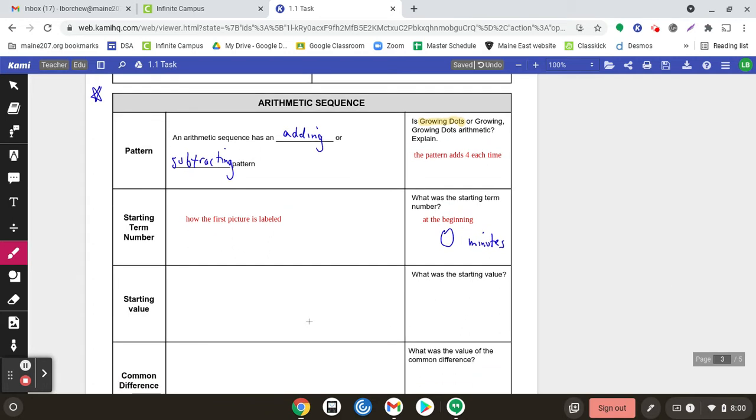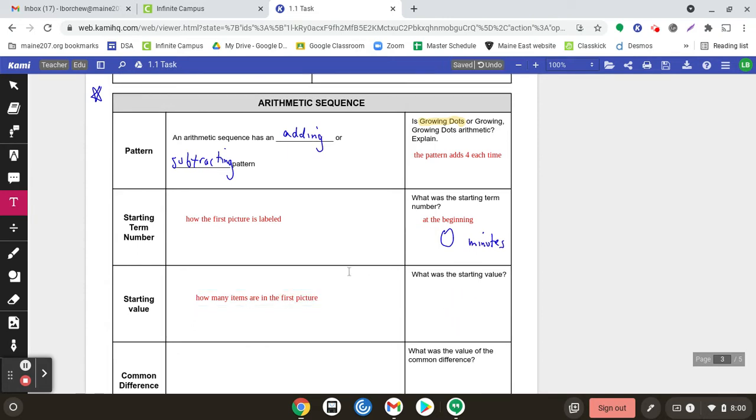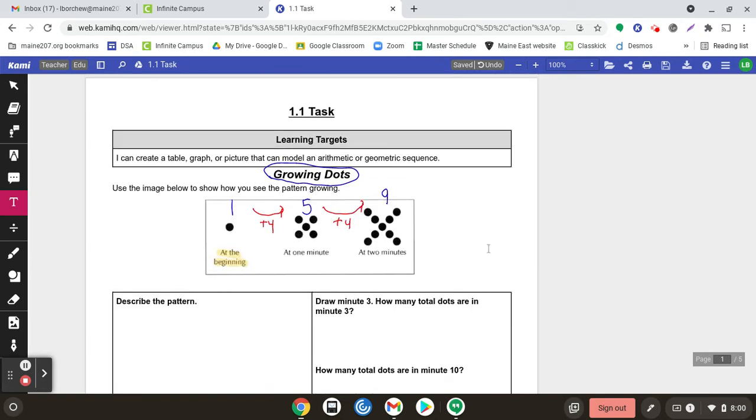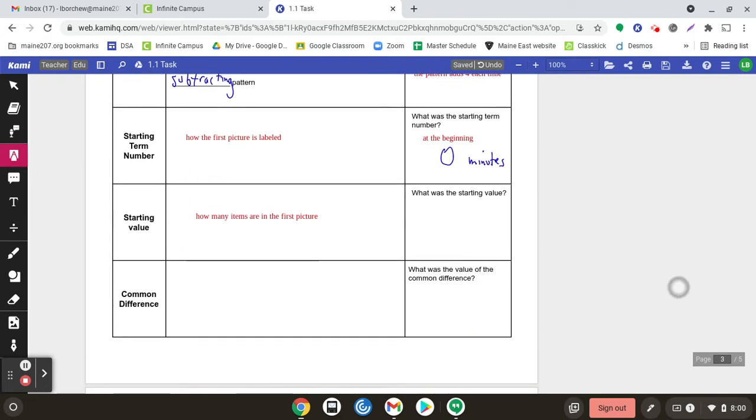The starting value. The starting value in an arithmetic sequence is going to be defined as how many items are in the first picture. So how many items, in this case, dots? Well, let's go back to page 1. How many dots were in the first picture? We counted that there was 1 dot in the first picture. So that's going to be called the starting value. And I'm just going to say it's 1. And since I have the units, I will label it 1 dot.